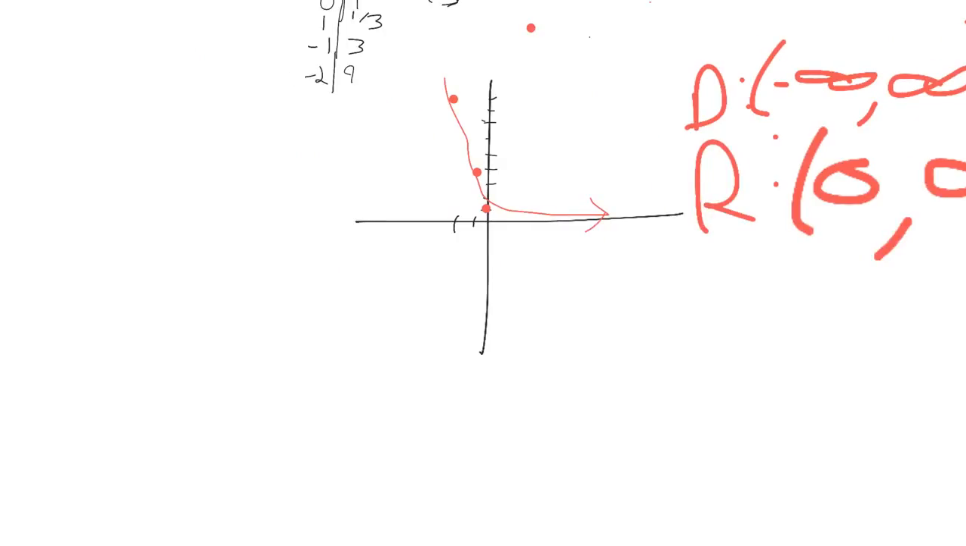And for whether it's increasing or decreasing, interpret a graph as you read a book, left to right. So it's definitely going down as we read that graph left to right, so it's decreasing.